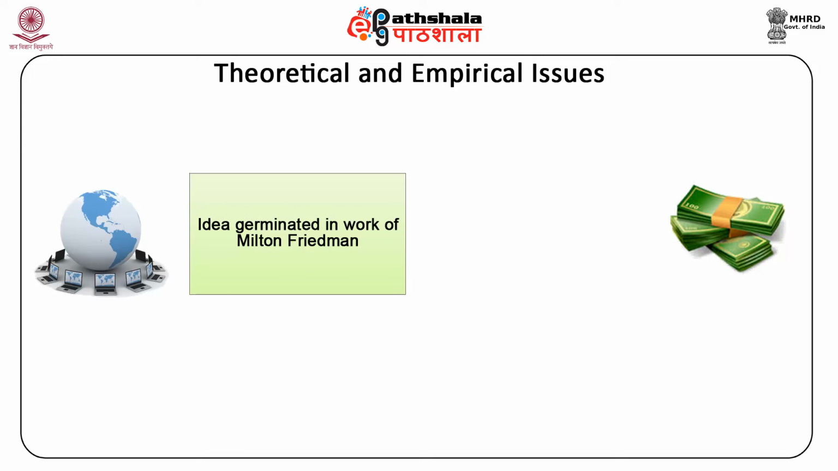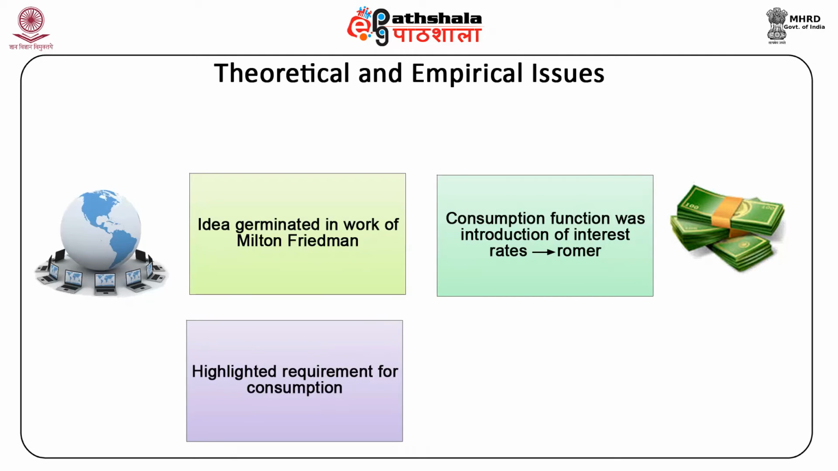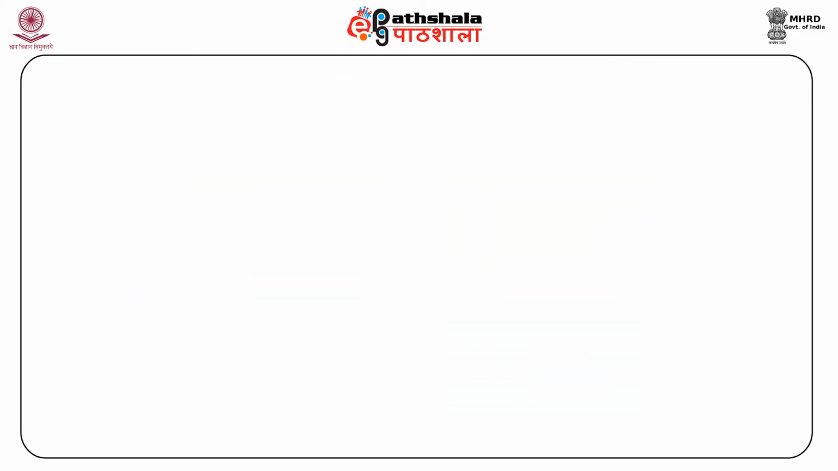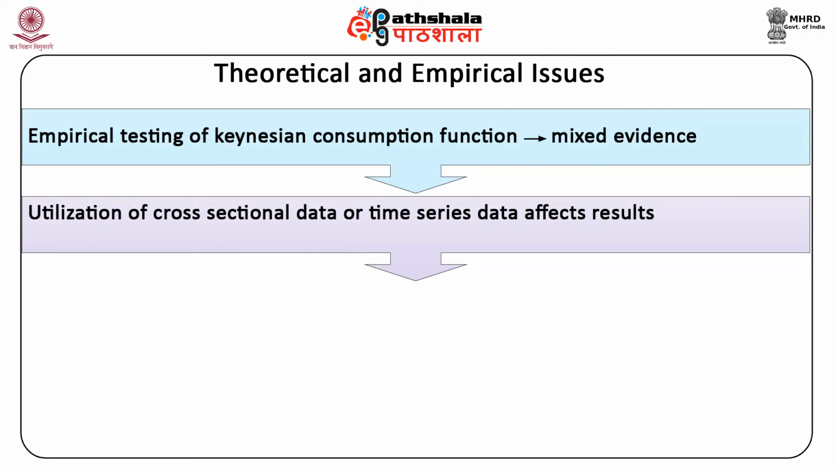Another important aspect in the discussion of consumption function was the introduction of interest rates, as done by Romer, who highlighted the requirement for consumption to be seen as a decision related over a series of periods rather than one made in isolation. The empirical testing of the Keynesian consumption function has given mixed evidence. The utilization of either cross-sectional data or time series data greatly affects the results.